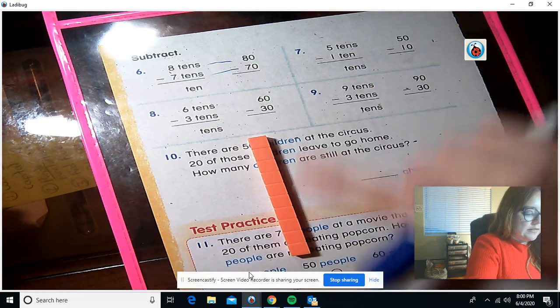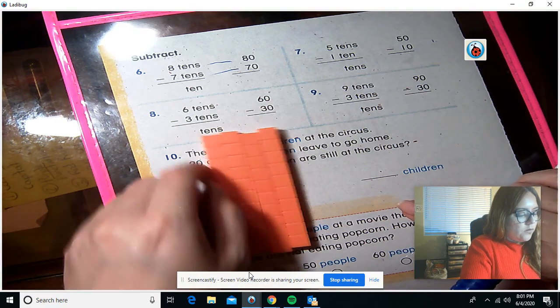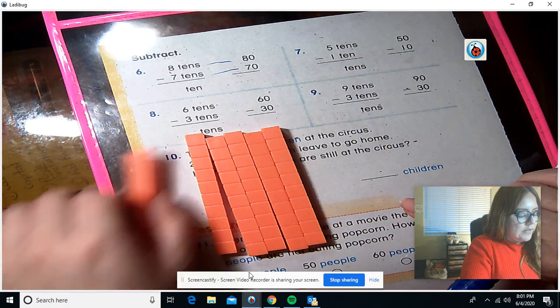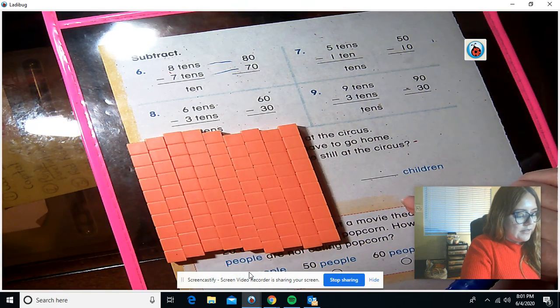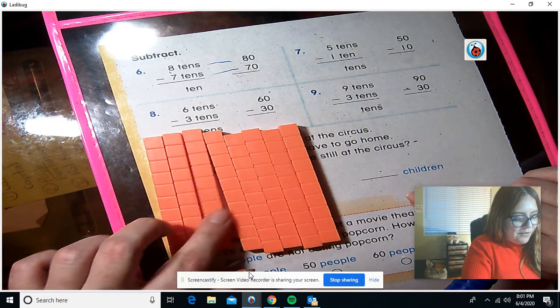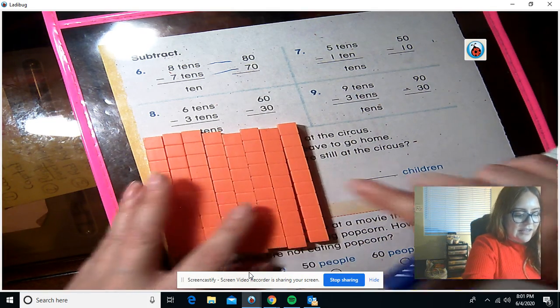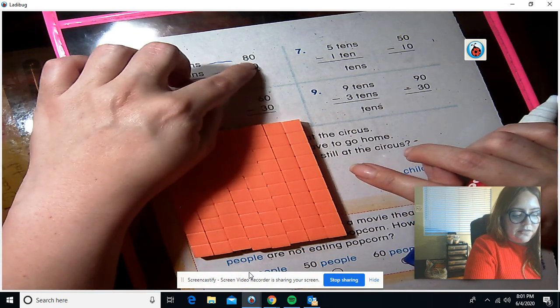So 8 tens is 1, 2, 3, 4, 5, 6, 7, 8, 9. Oh, I went too far, didn't I? 8 tens. 1, 2, 3, 4, 5, 6, 7, 8. 8 tens. So I have 8 groups of 10. Let's see if that equals 80.